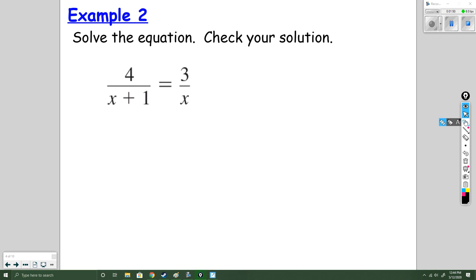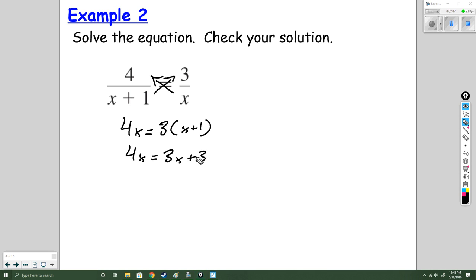So in example 2, of course, we're always going to step up the difficulty. We're going to cross multiply, so 4 times x is 4x, and then 3 times x plus 1, that's 3 times that whole quantity, so then we would have to distribute, subtract 3x to solve for x. So we get x equals 3.